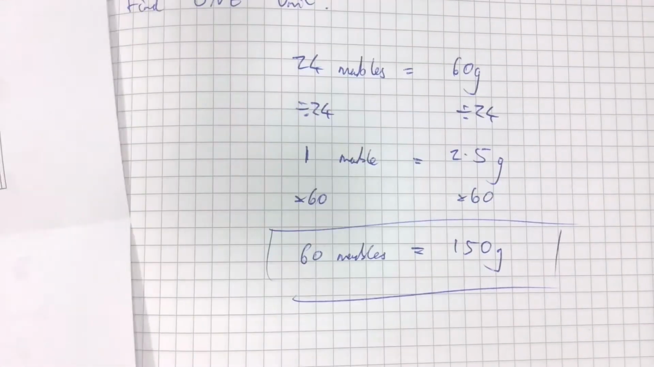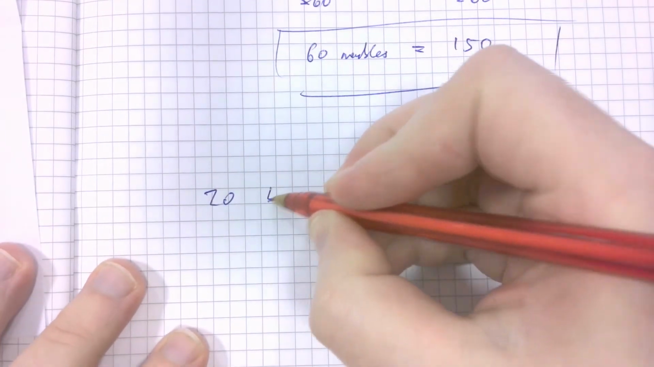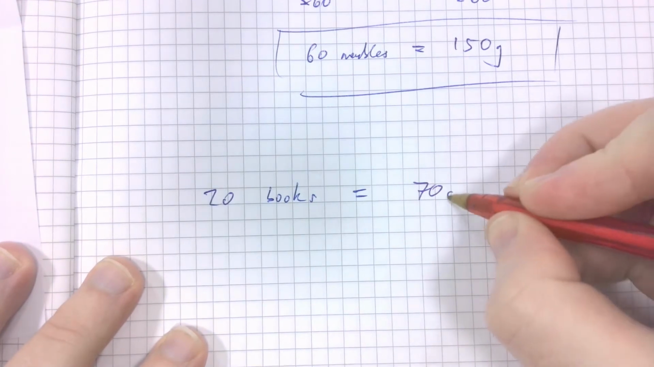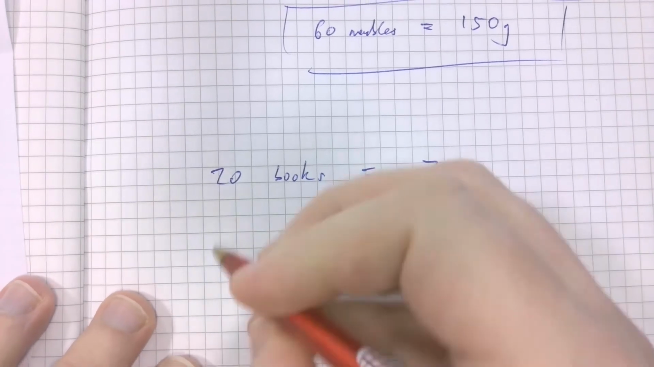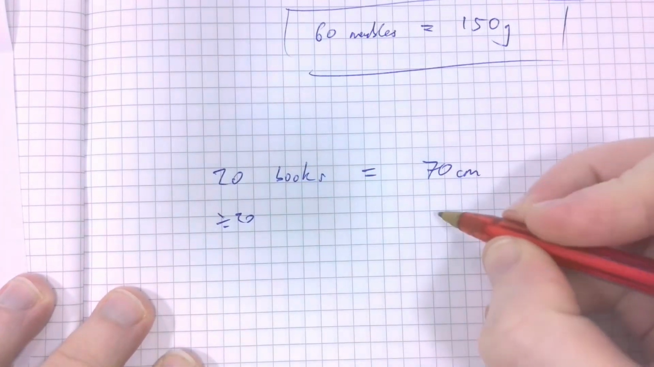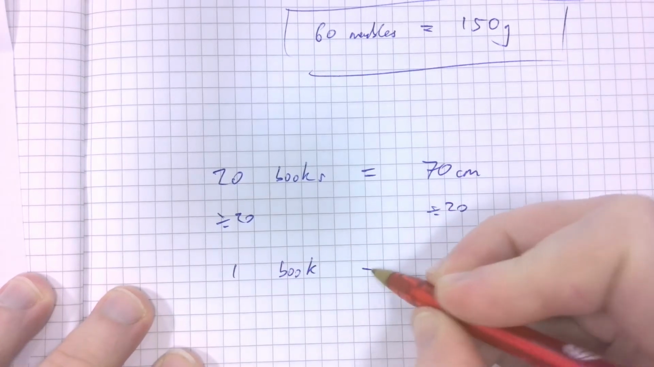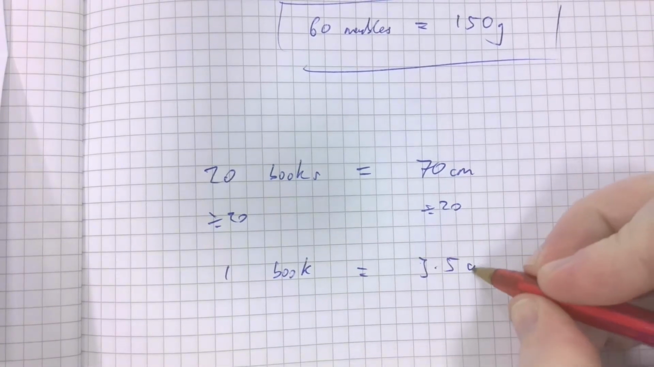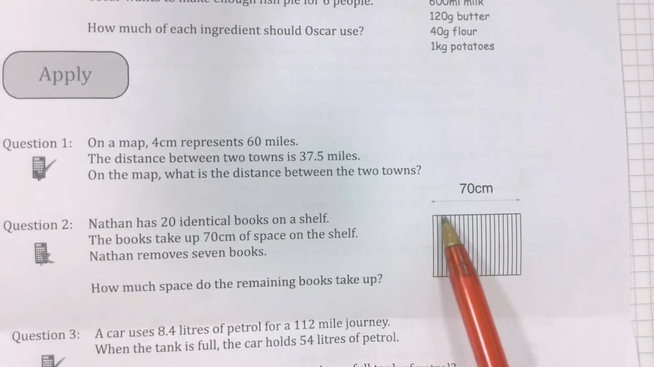Okay, let's do a similar sort of process. 20 books take up 70 centimeters of space. Again, finding one unit is how we're going to deal with this, which we do by dividing both sides by 20 to find the length of one book. 70 divided by 20, 3.5 centimeters. So each of these books are 3.5 centimeters wide.